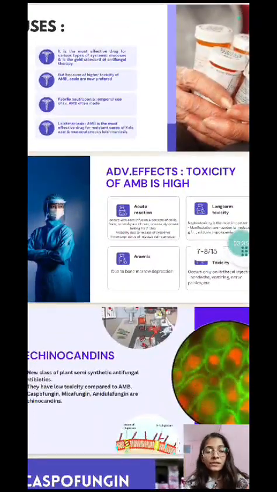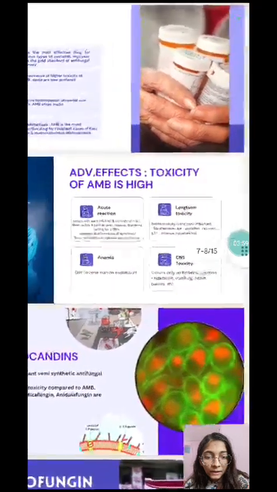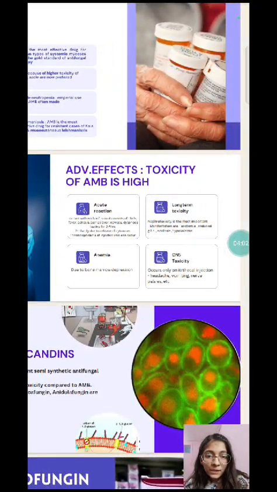Adverse effects. Toxicity of amphotericin B is high. Acute reactions are seen. Acute reaction occurs with each infusion and consists of chills, fever, pain all over, nausea, dyspnea lasting for 2 to 5 hours, probably due to release of cytokines. Also, thrombophlebitis of the injected vein can occur. Then anemia. Due to bone marrow depression, anemia is seen.